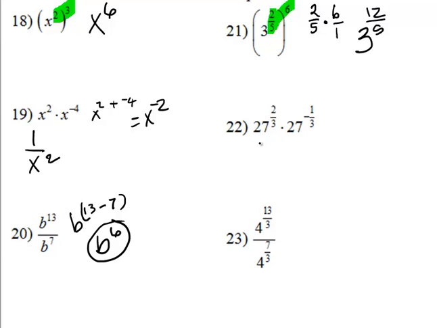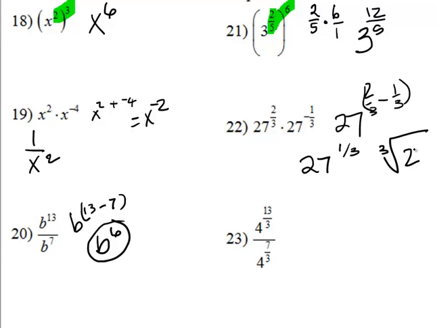Here, again, I'm multiplying same bases, so I'm going to add these fractions. So this will be 27 to the 2/3 minus 1/3, or plus negative 1/3. And that gives me a new answer of 27 to the 1/3, which you could also write like this and simplify to 3.